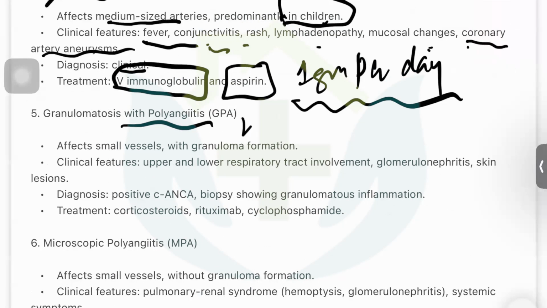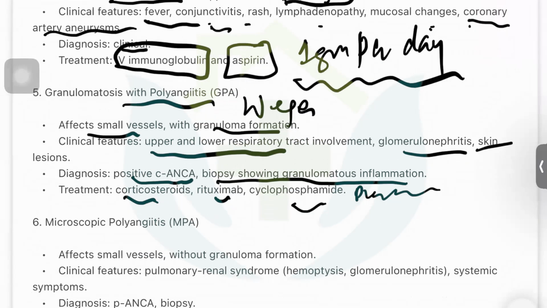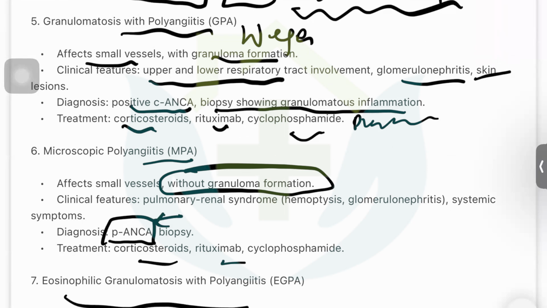Then GPA, which is Wegener's. Small vessel, granuloma formation, upper and lower respiratory tract, glomerulonephritis, skin lesions, positive C-ANCA, biopsy shows granuloma. Treatment: steroids, rituximab, cyclophosphamide, plasmapheresis. Microscopic polyangiitis: small vessels but no granuloma. It is also P-ANCA positive, just like EGPA. Steroids, rituximab, cyclophosphamide. It is a pulmonary renal syndrome. Always remember microscopic polyangiitis: hemoptysis, glomerulonephritis, systemic symptoms.